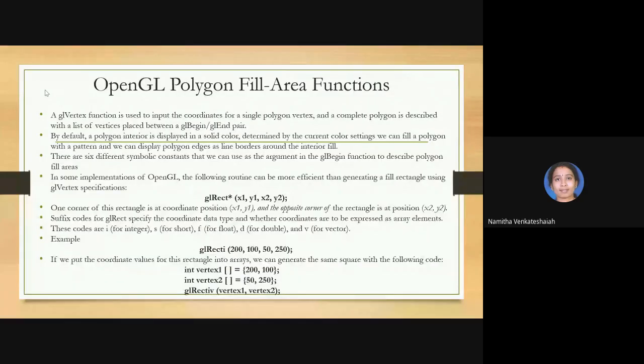Next topic is OpenGL polygon fill area functions. If you recall in the laboratory, how did we draw the rectangle? We drew the rectangle using 4 vertices using lines. But that is not always required. You can always use the glRectangle function call, wherein you give 2 vertices. These 2 vertices are opposite corners. If you give one corner of the rectangle and one more corner, obviously you can draw the rectangle. That is one way.